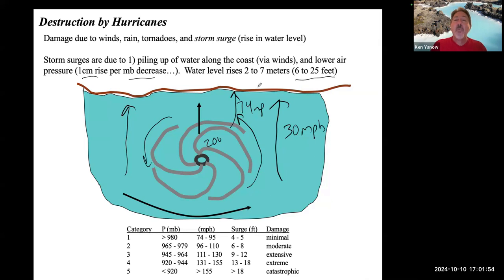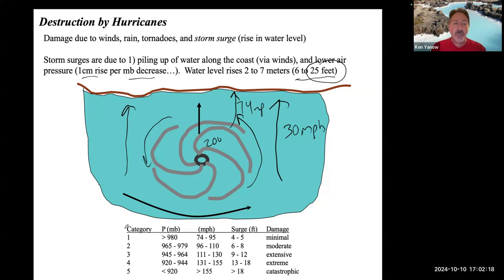Well, imagine 6 to 25 feet, 25 feet in particular. That is an enormous wave. And what a storm surge is, it's essentially a crest of a wave, but without the trough. It's just an enormity of water that smashes onto the coastline. The amount of destruction is amazing.